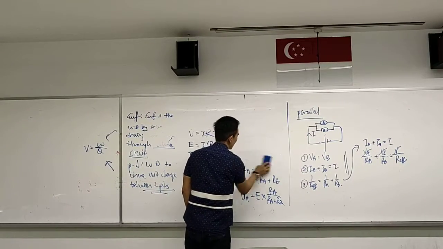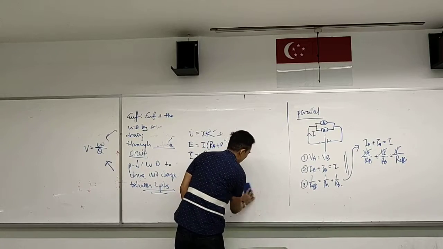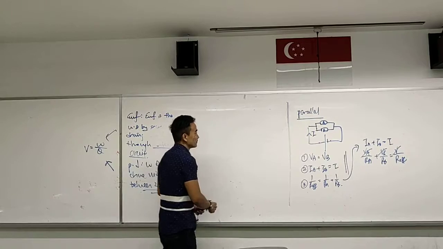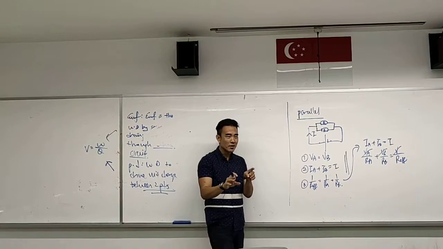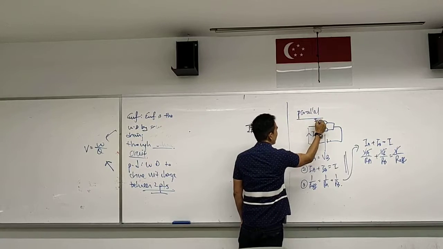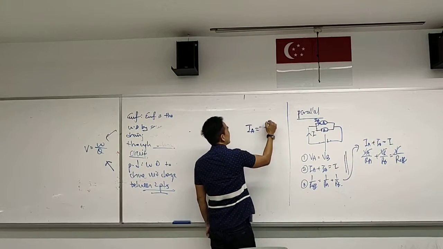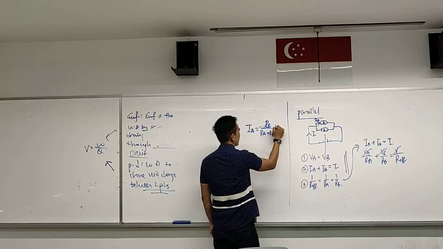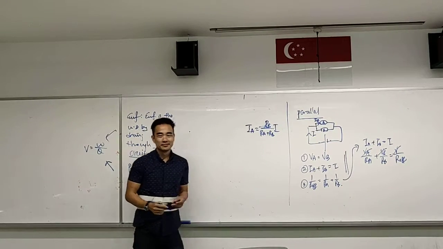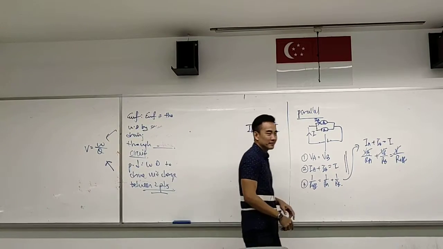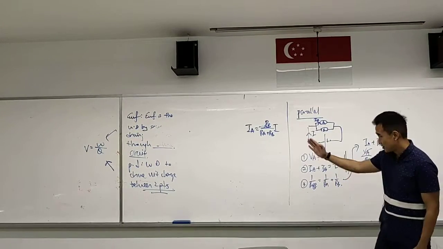Okay, let's try to derive something more difficult and challenging. Now, I will need you to try and derive this thing. I_A is equal to R_B over R_A plus R_B, times I. I think it's the same steps. You try. Yes, try to derive this.